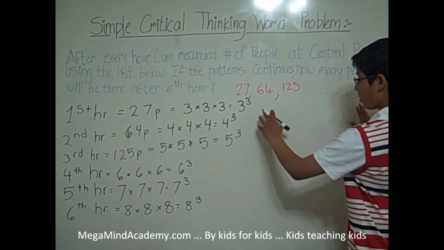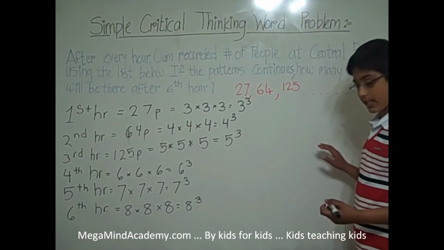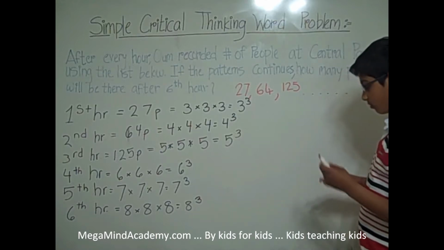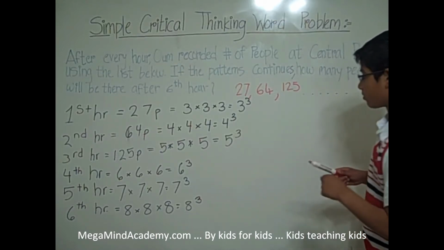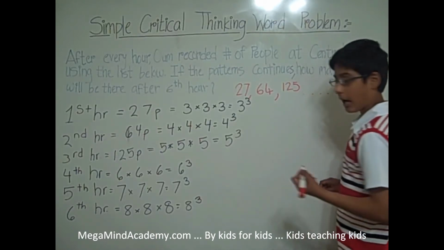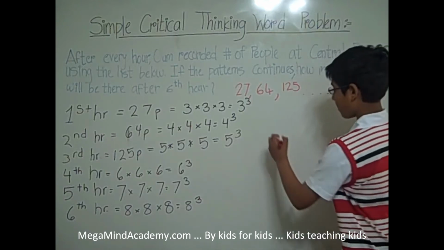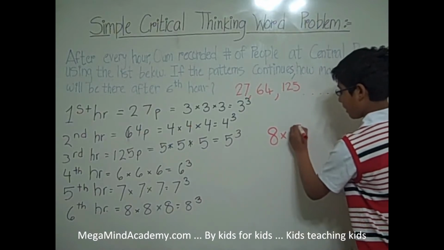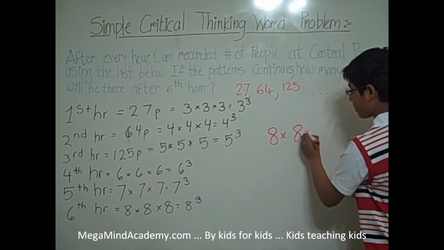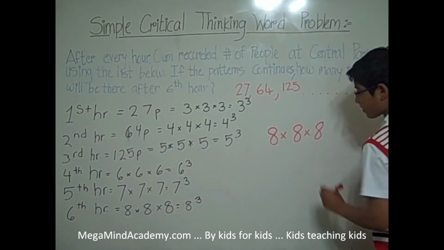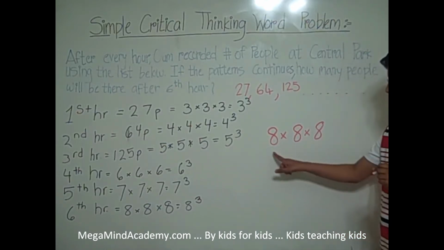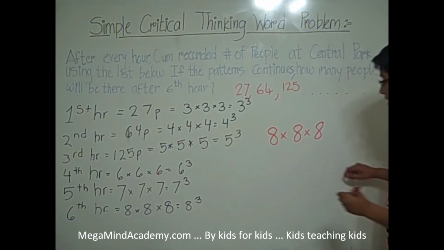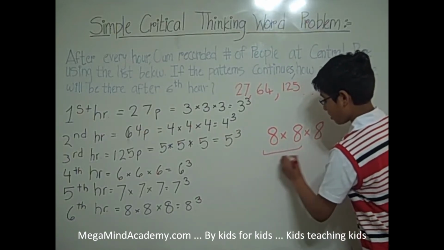Let's write that up over here in the expanded form. 8 to the power of 3 is 8 times 8 times 8. Let's first solve 8 times 8. 8 times 8 is equal to 64.